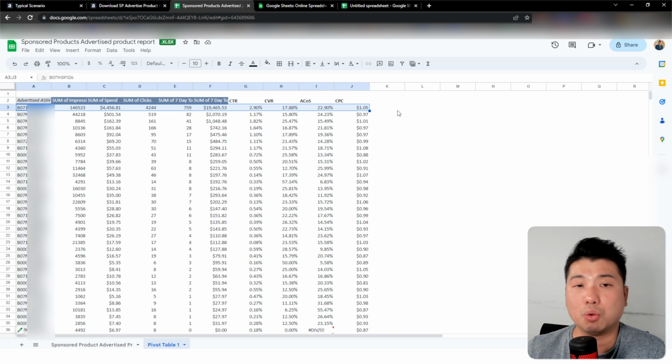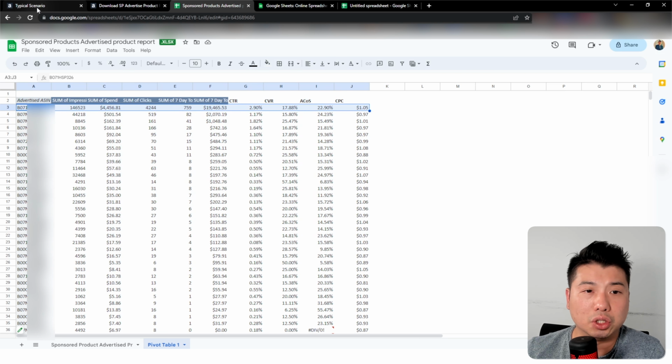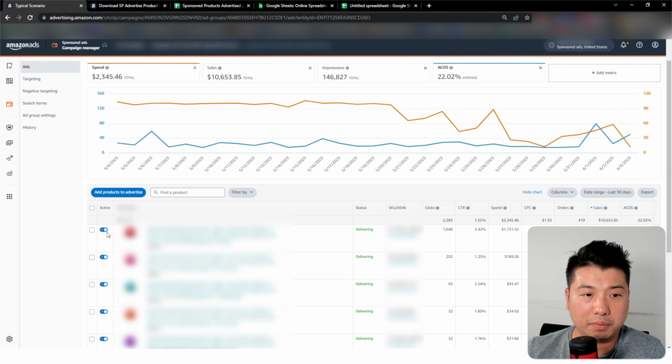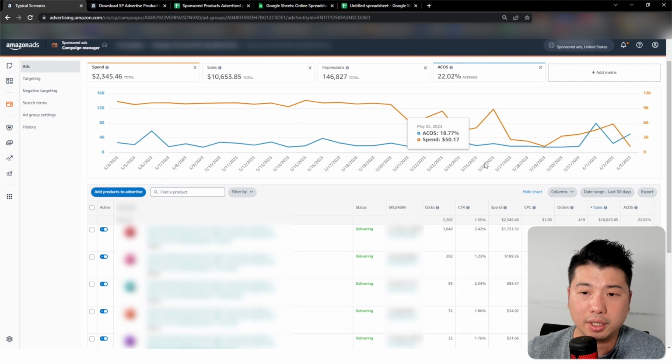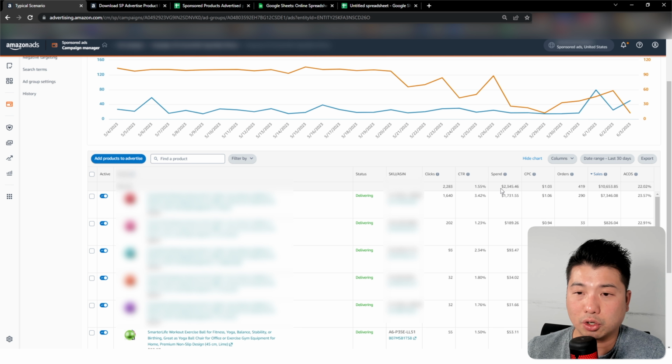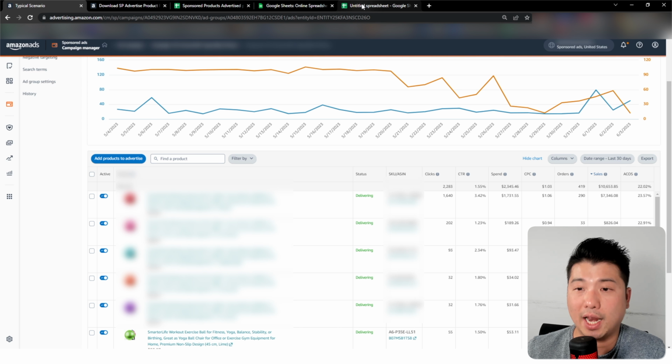And what you will need to do at this point, after you figure out what your hero variation is, is to find this particular variation. So that would be this one right here, and shut down, basically pause, all the rest of the variations, right? This way you make sure all your ad spend goes to the variation that performs for you on a consistent basis and has very good overall metrics. Okay, so you see you shut down all the rest of the SKUs.